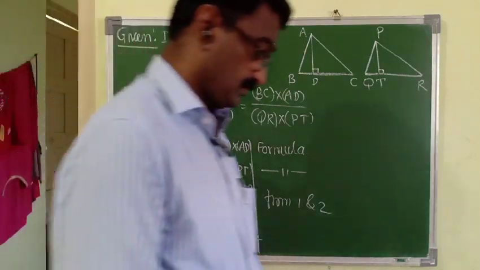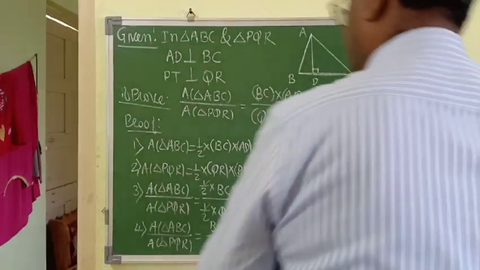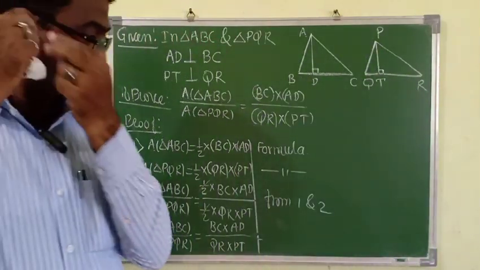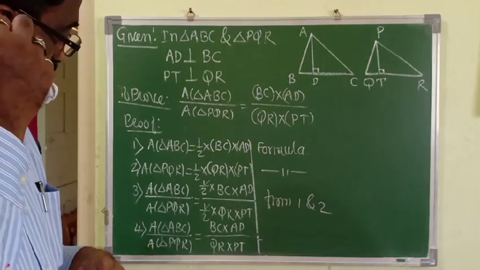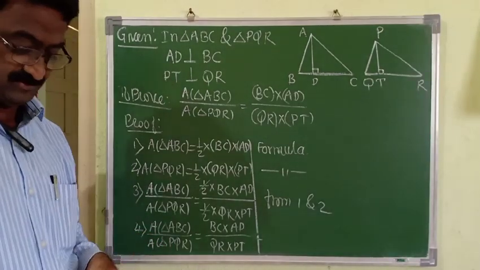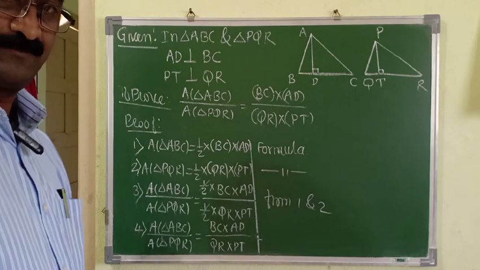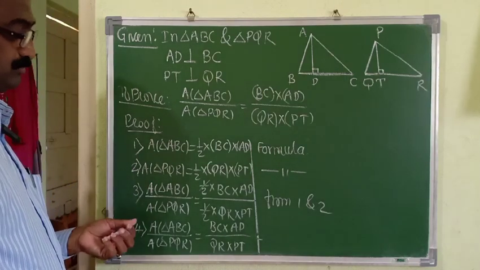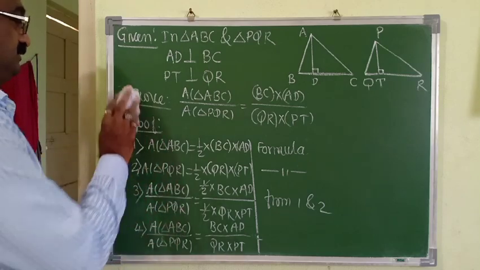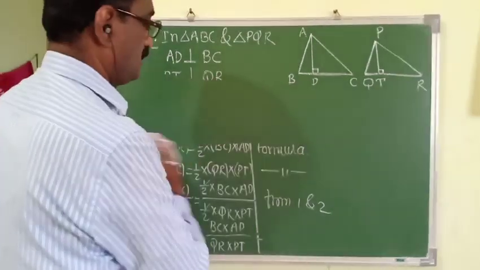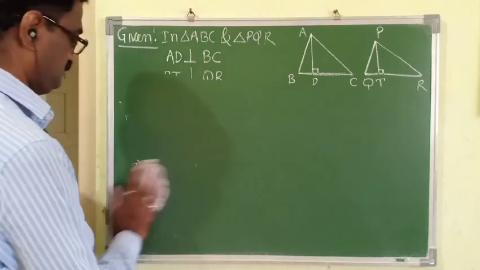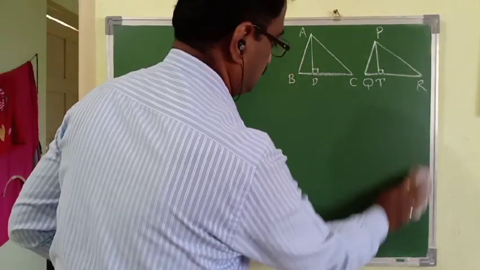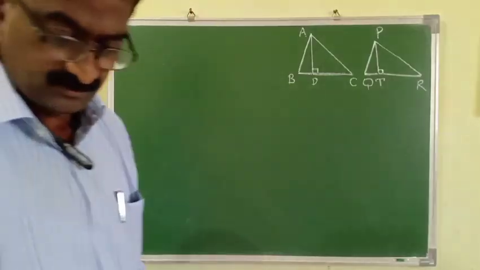So we got the first property, that is the ratio of areas of two triangles is equal to ratio of product of their bases and corresponding heights. So we got that property. So I am going to erase these things.